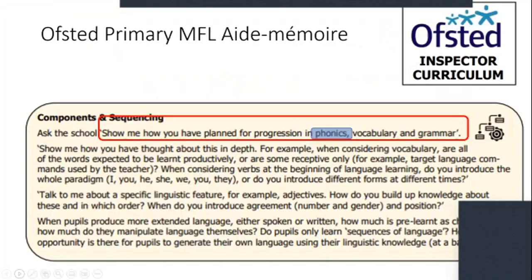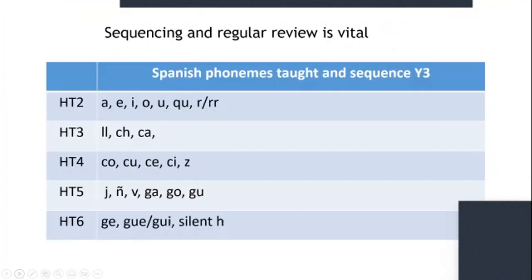So what would good practice look like? You also might be asked, this is from the training materials, the aide-mémoire, show me how you have planned for progression in phonics. So there's not a right or wrong way to do this. It's often a good idea to start with the vowels because they are so common and they come up in so many words. In this example, we've got the QU as well because they come up a lot in question words. But the main thing is to make sure you've got a plan of probably the more high frequency ones first. Makes sense, doesn't it?